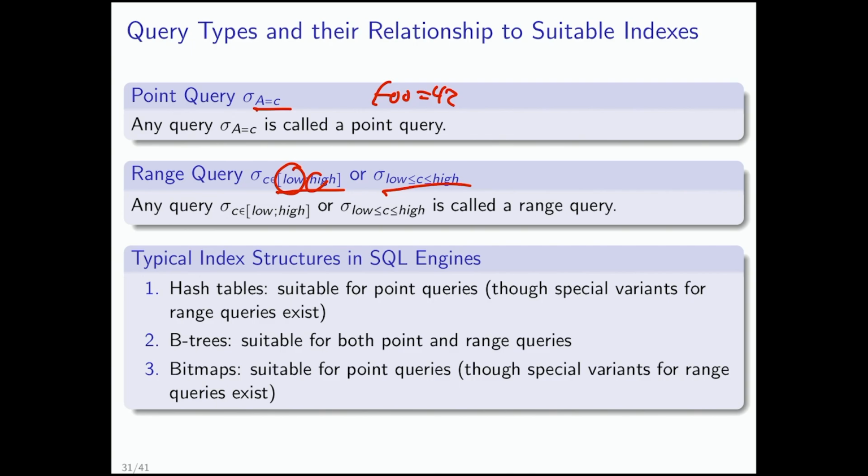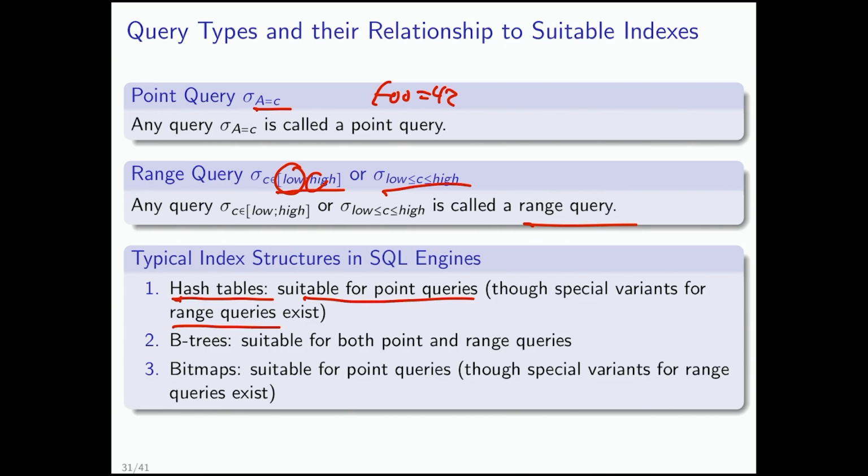Or you can also make it open or half open and write smaller, strictly smaller, stuff like that. Yeah. And this is called a range query. And a database system now has certain indexes built in to facilitate answering these kinds of queries. One is hash tables. You should have bumped into those in the data structures class. That's very suitable for point queries, though it can be extended to range queries as well.